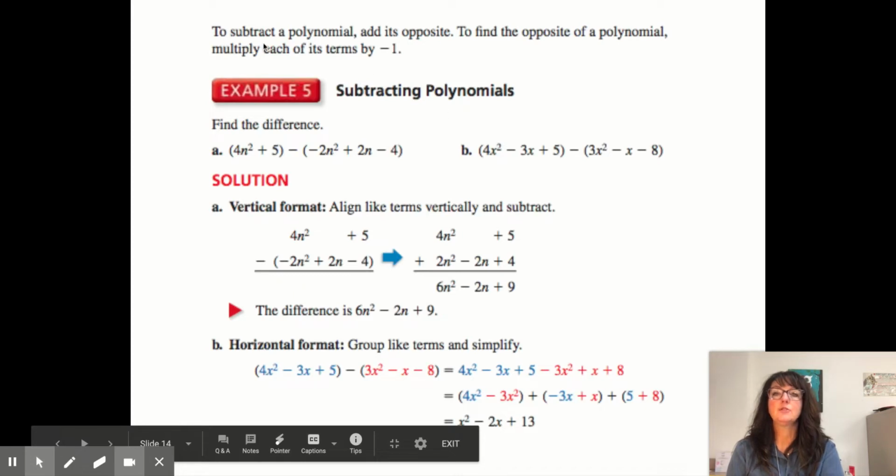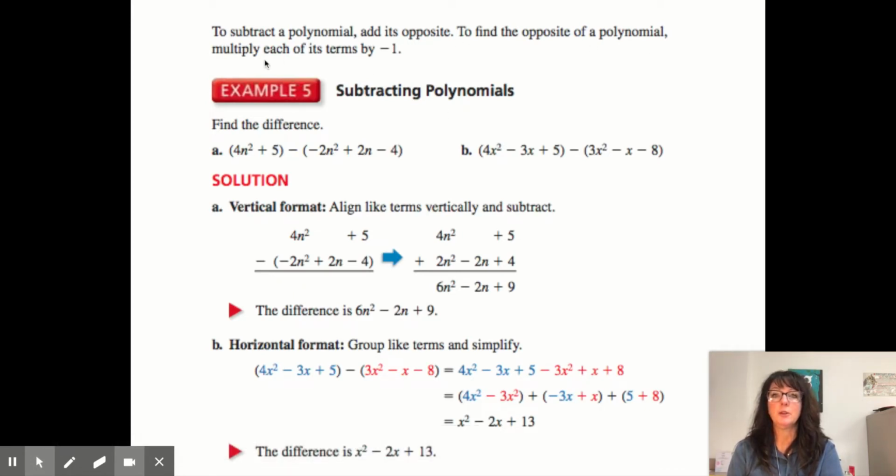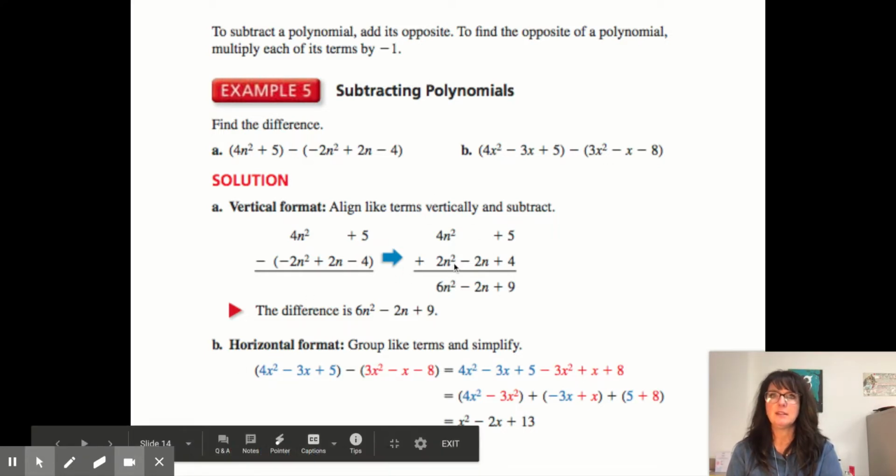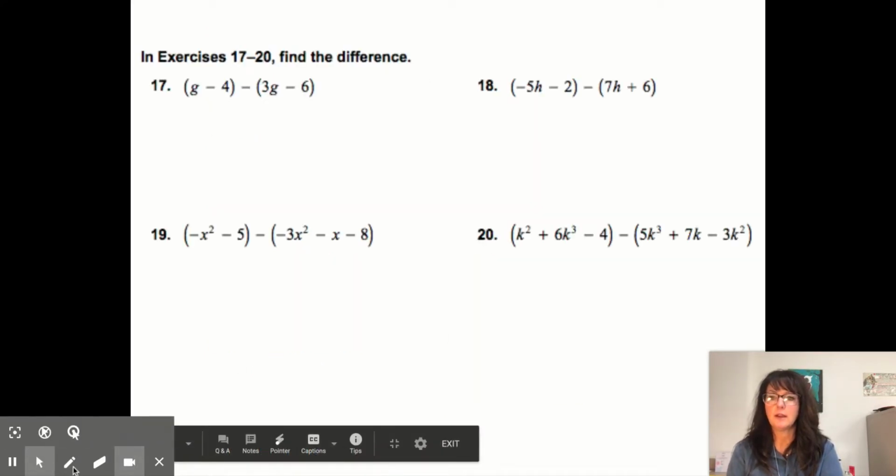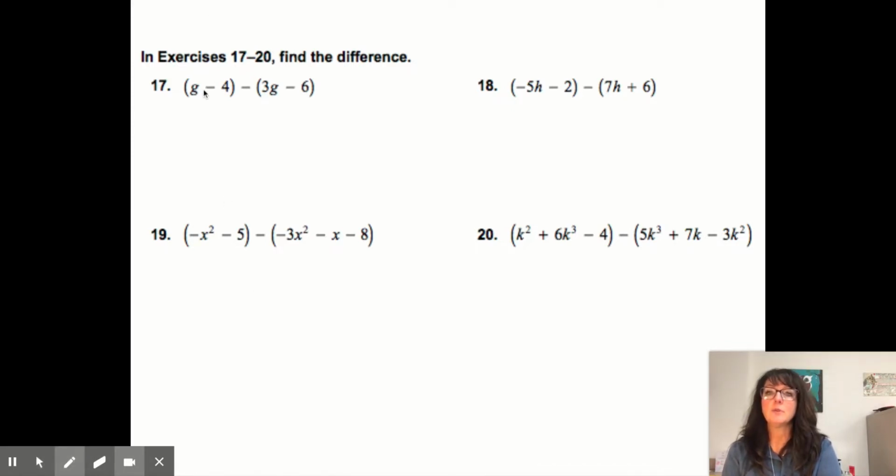Now, to subtract a polynomial, we want to add its opposite. To find the opposite of a polynomial, multiply each of its terms by -1. So this is a little different. So since this is subtraction, it's like we're distributing a -1. So we do have to take that step to rewrite this. And I'm not going to line these up like this. I don't like doing it. I just don't. All right. You can look in your textbook, so I'm just going to rewrite these.